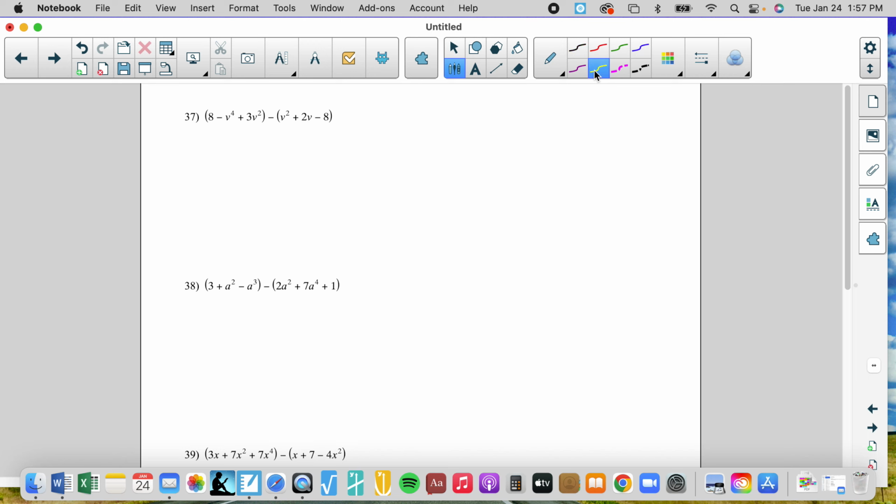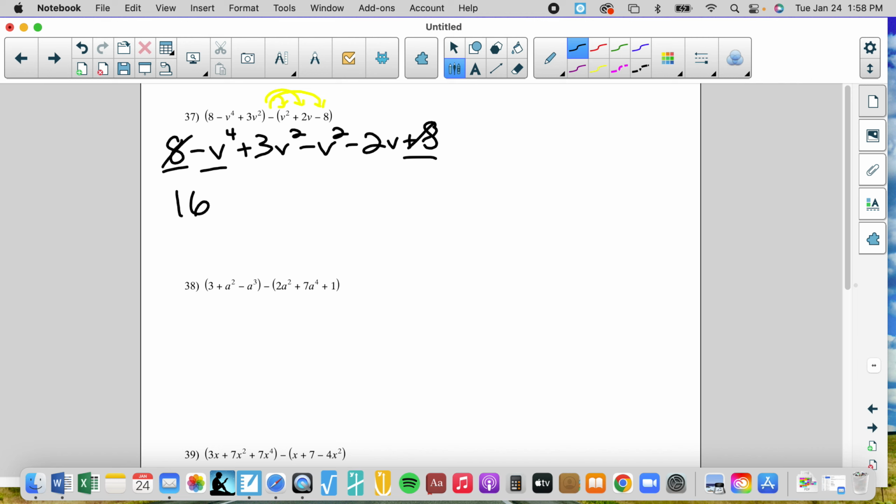Alrighty. We're distributing this negative into this parentheses. That will change the sign of each of those terms. So 8 minus v to the fourth plus 3v squared minus v squared minus 2v plus 8. We have a positive 8 and a positive 8, which makes 16. We have a negative v to the fourth with no pair. We have v to the second and v to the second, which makes positive 2v to the second. And then we have negative 2v.